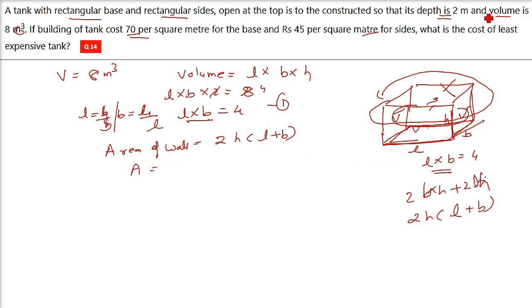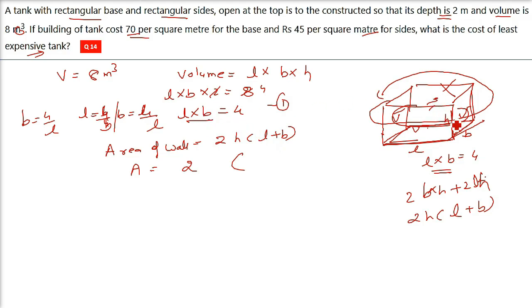There is one more thing, which is the base. Area of the base will be length into breadth. So we need to add length into breadth also. But since the costs are given differently, in this 2 into H, L plus B, H or height is already provided to us, which is depth, and that is equal to 2 meter. So 2 into 2 and length plus breadth.